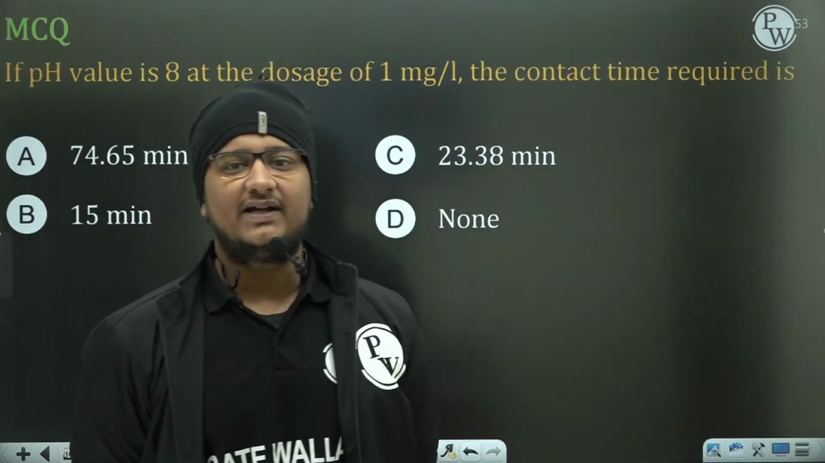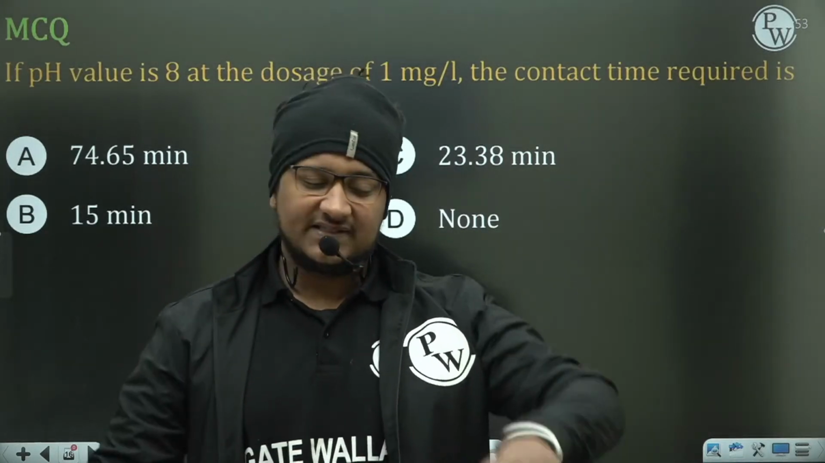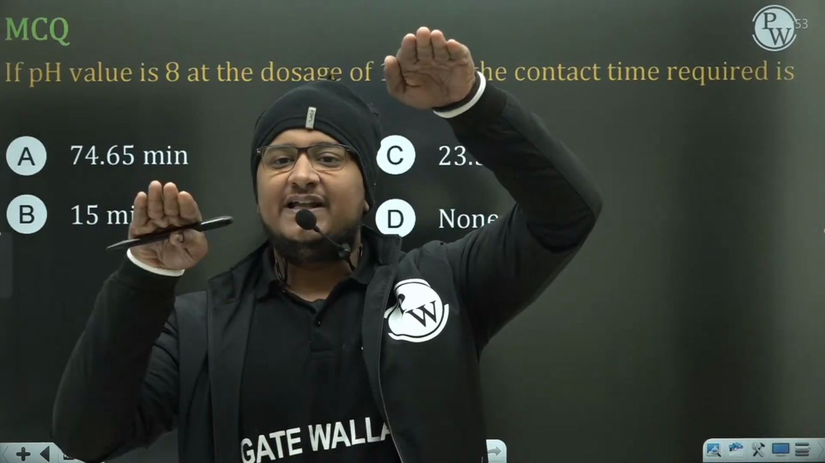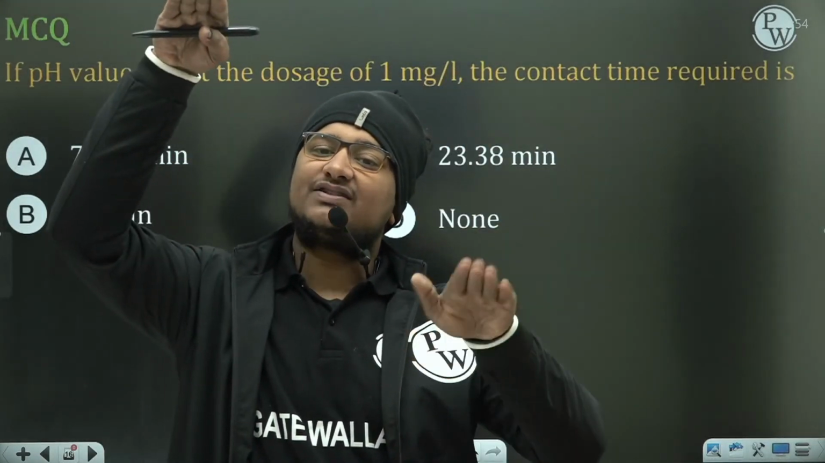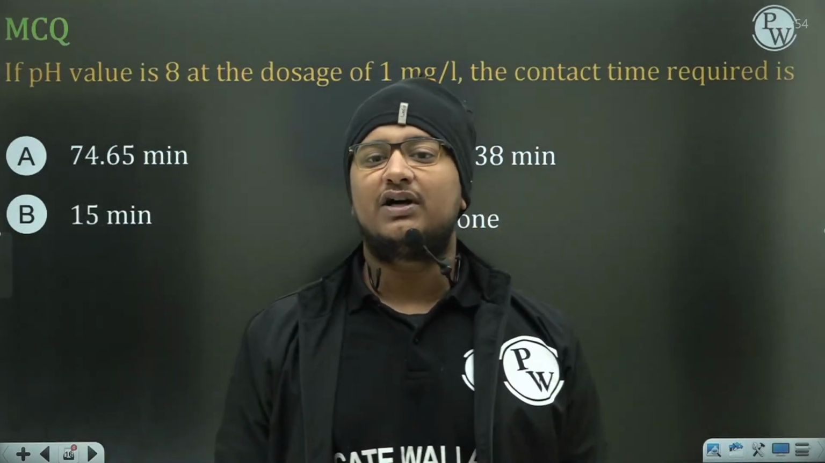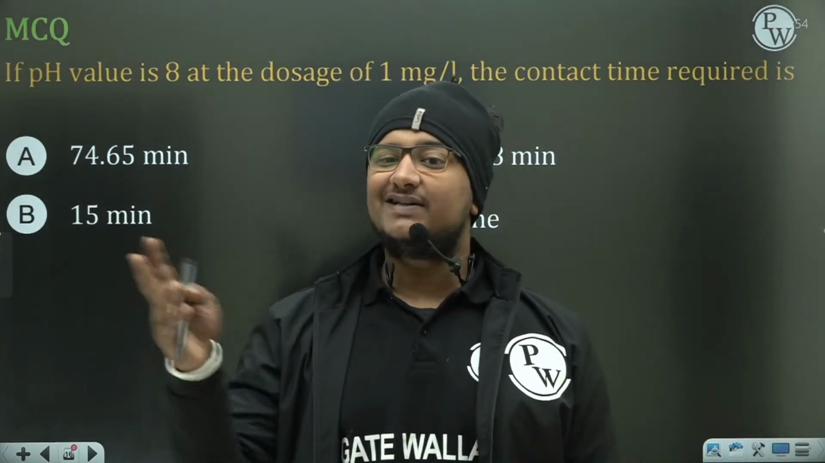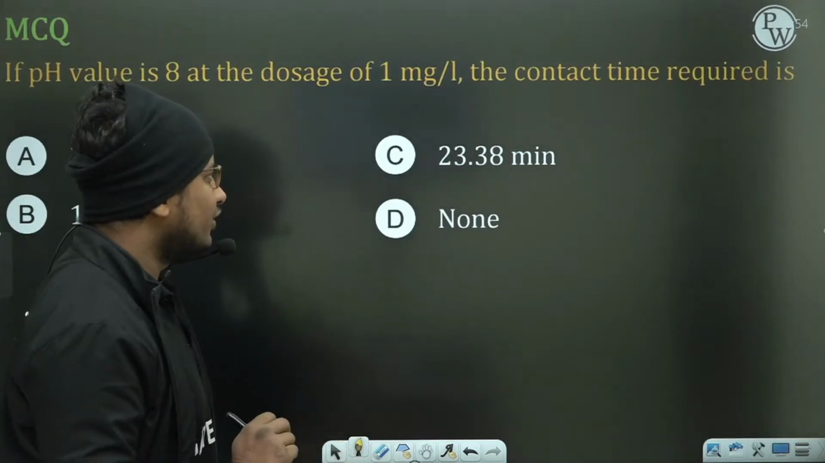Simple, so you all know that C and N relation, C power N into T equal to K. That means if you are giving more concentration, less contact time will be required. If you are giving more contact time, less concentration will be required. So if someone is restricting you related to the concentration part, you can change the contact time for the desired efficiency. That's what I'm going to do in this question.